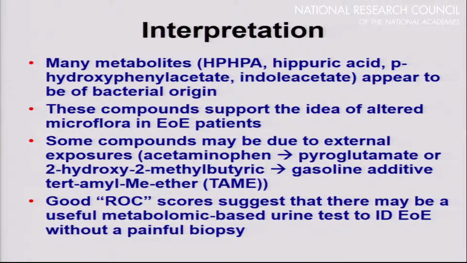We saw some other compounds, which, again, it's hard to know, so these are associations. So acetaminophen, which might be given to these kids, we did see high levels or altered levels of pyroglutamate. And then we saw this other 2-hydroxy-2-methylbutyric acid perturbed. And it's potentially an endogenous metabolite, but it's also a gasoline additive that is converted to this hydroxy derivative. So what it's doing there, we don't know. As I say, it could also be a microbial metabolite. So not enough is known.